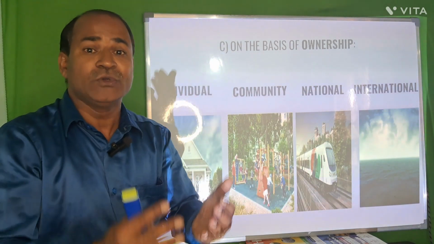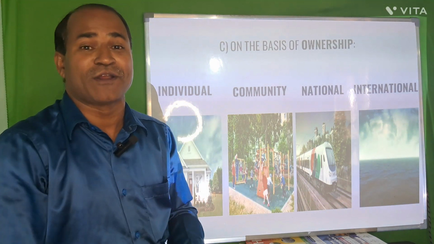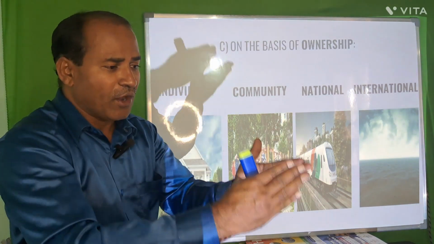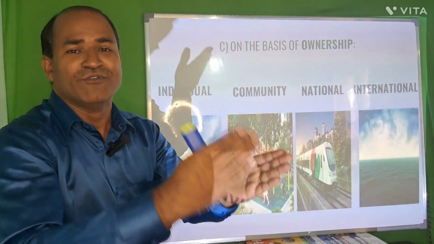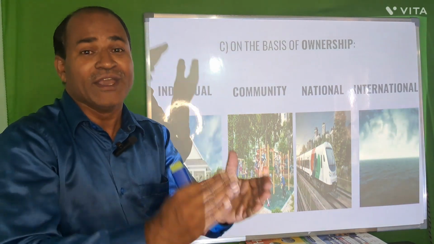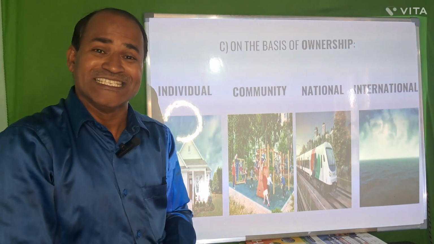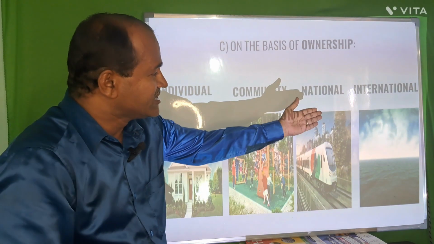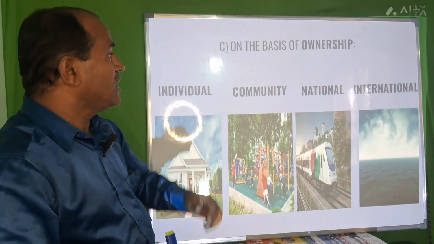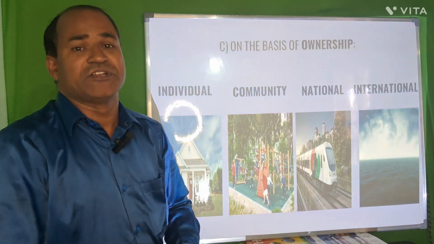If they want to utilize these resources, they must get prior permission from the international agencies or international organizations. Beyond the 200 nautical miles, which come under the exclusive economic zone, the benefits come from the international agencies or organizations, which is considered as international resources. On the basis of the ownership, we can divide resources into four divisions.